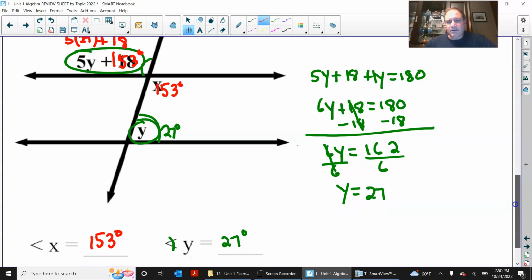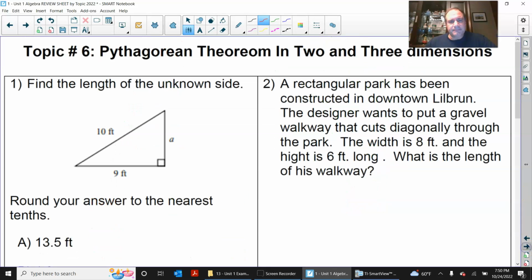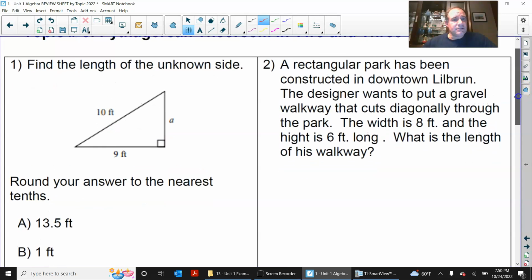All right, we are going to go on to our last topic: Pythagorean Theorem. We just finished this topic in class. The first thing I do is draw a line opposite the right angle. This will identify my side C. If this is side A, obviously this is going to be your B. The Pythagorean Theorem states a squared plus b squared equals c squared.